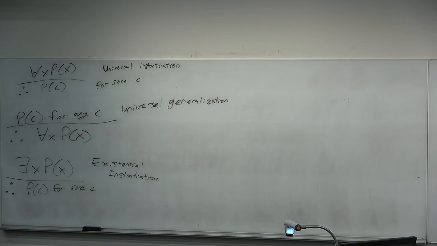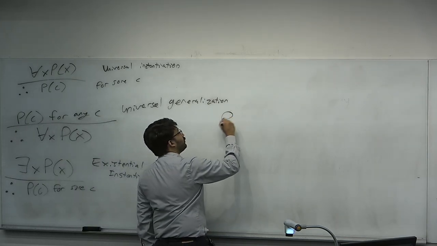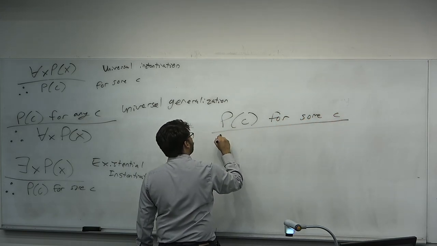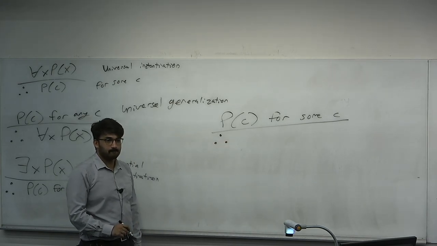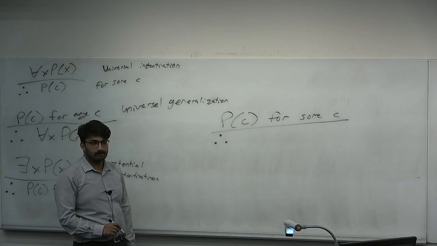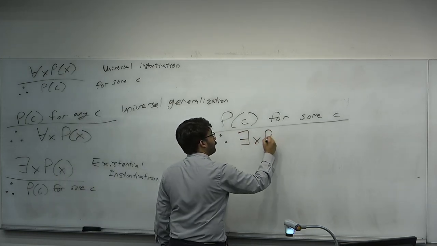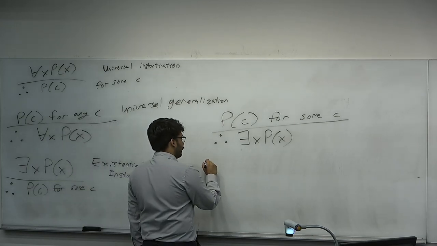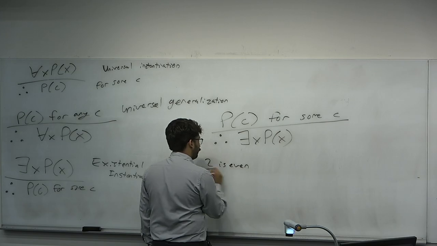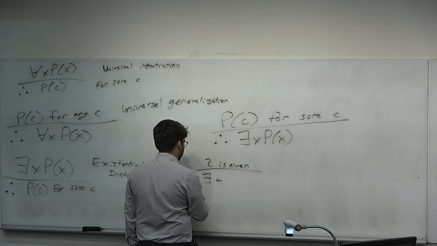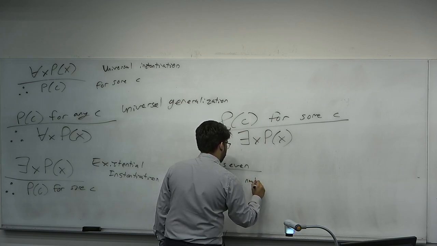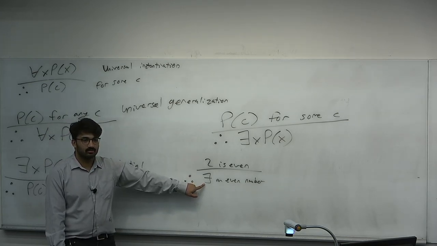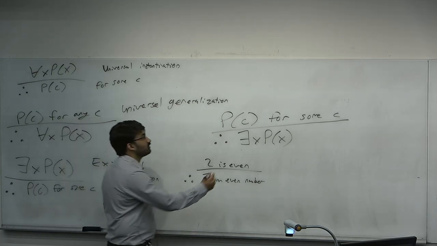And then there's one final one, which is symmetrically mirroring all these. If P of C is true for some specific C, therefore, what? I'll use x instead of c because c is an instantiation, just syntactically. For example, 2 is even, therefore, there exists an even number. That seems like you're going backwards from a conclusion, but it's certainly true. If 2 is even, then there exists an even number. That's the way that you would apply this argument. And this one is called existential generalization.